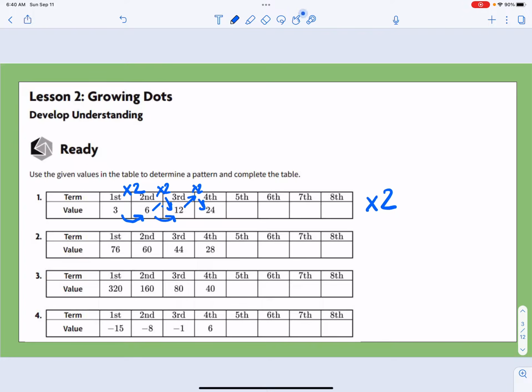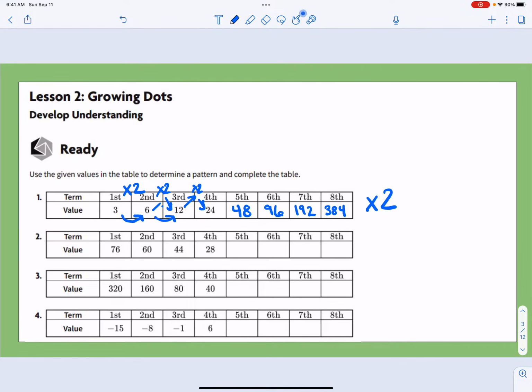And so now we want to fill in the rest of the values in the table. So 24 times 2 is 48. 48 times 2 is 96. 96 times 2 is 192. And 192 times 2 is 384. Okay, so that's working there, no problem.